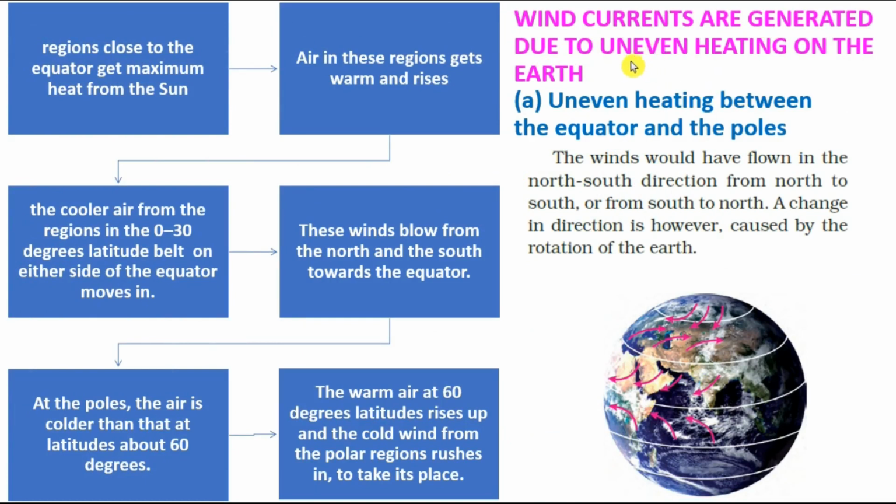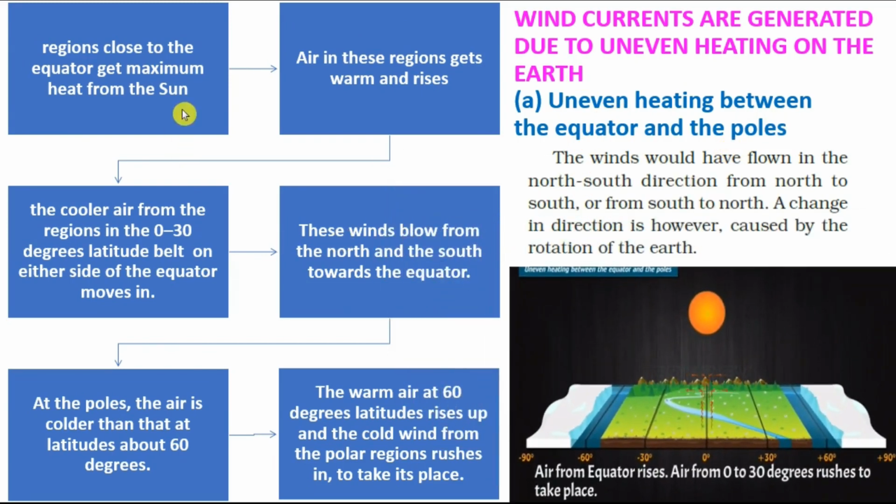Now the wind currents are generated due to the uneven heating on the earth. So first case is the uneven heating between the equator and the poles. Region close to the equator gets maximum heat from the sun. The sunlight is falling directly over there. Air in these areas is warm and it rises. The cooler air from the regions in the 0 to 30 degrees latitude belt on either side of the equator, that is north and south 30 to 30, they both come towards the air in the equator because that air is cooler as compared to the air on the equator. So these winds blow from the north and the south towards the equator.